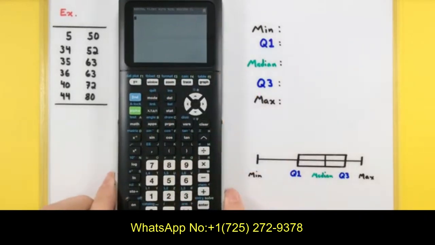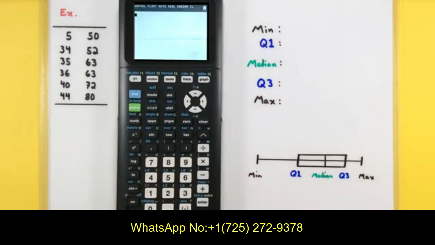All right, so the first part of this is actually just getting all of that information into the calculator. And to do that, you want to go to your stat screen. So I'm on the home screen right here. I'm just going to press stat. The first option says edit, so we'll go ahead and select that. And now you can go ahead and enter in all of your data.